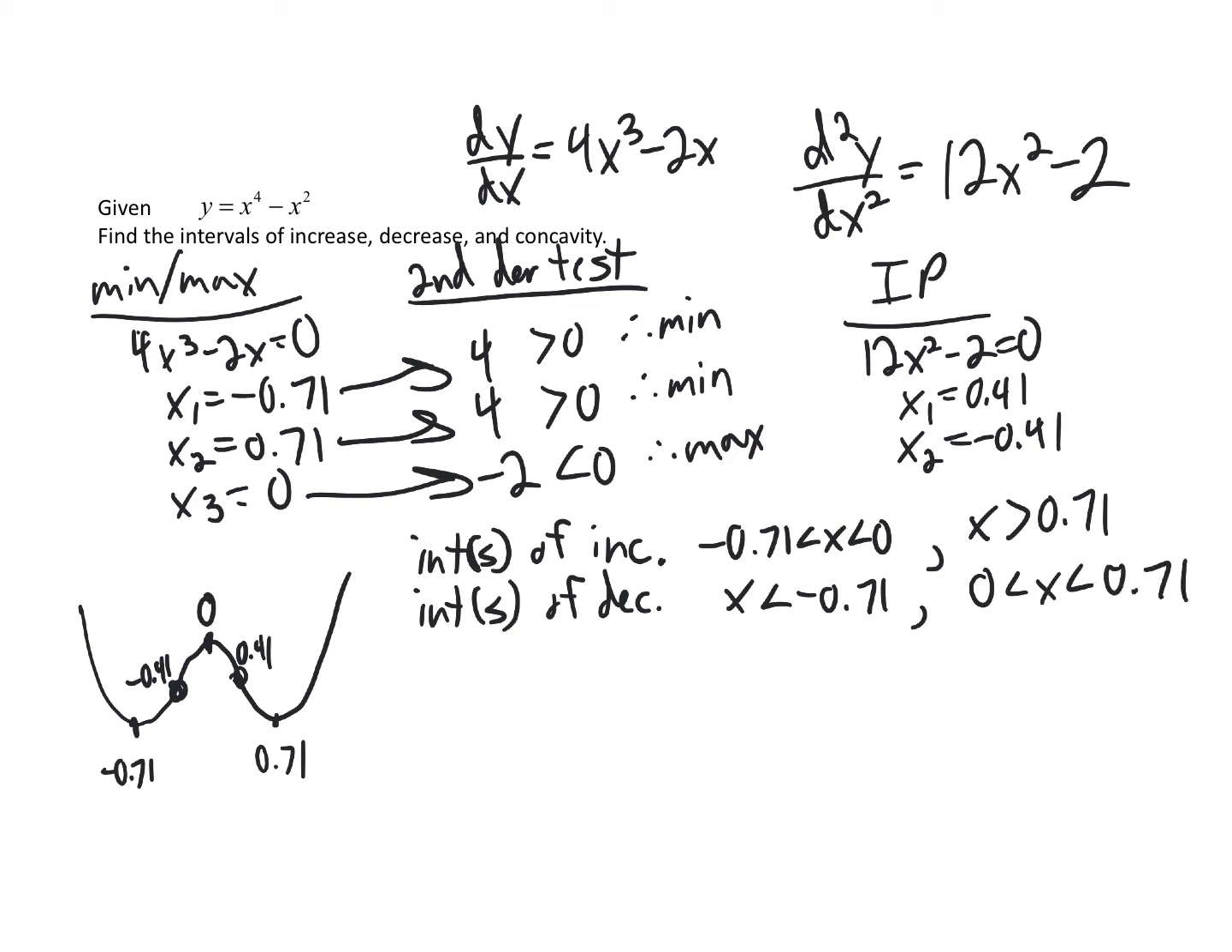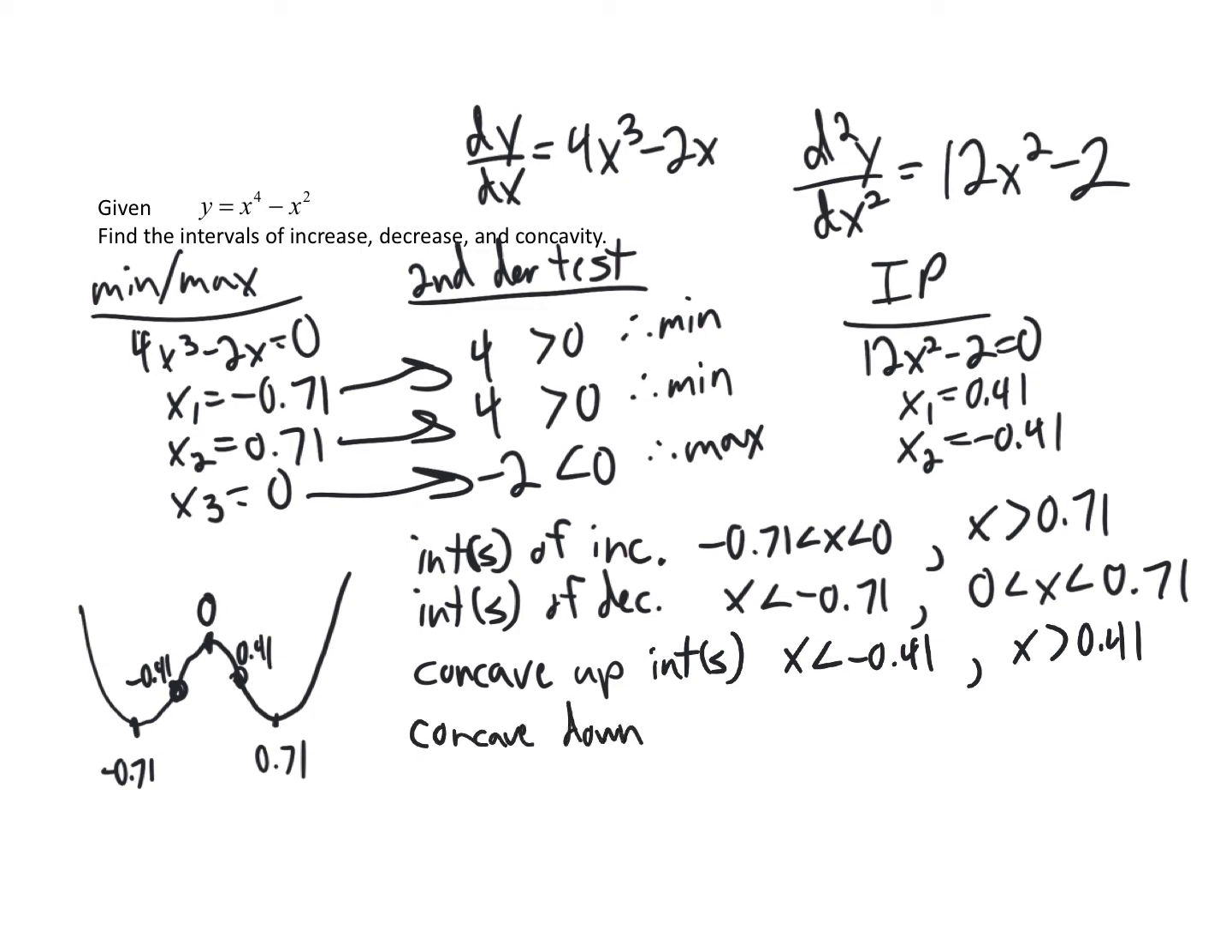Our intervals of concave up are x less than negative 0.41 and x greater than 0.41. And then our concave down interval is negative 0.41 less than x less than 0.41.